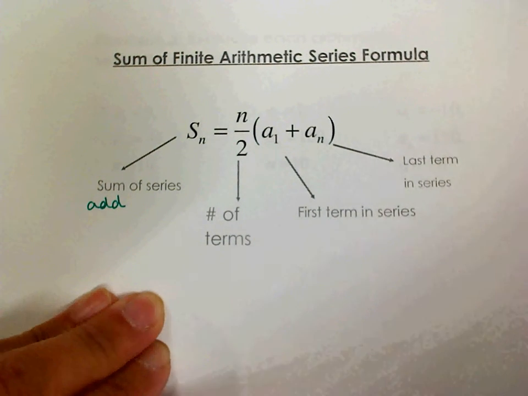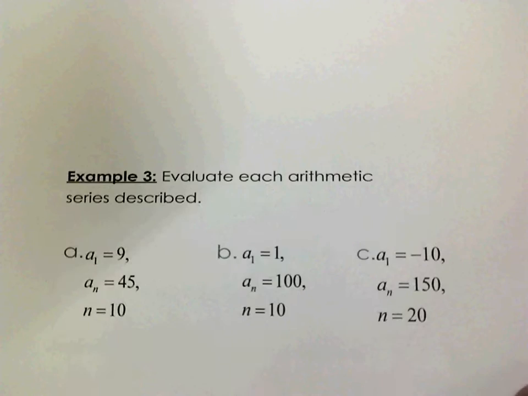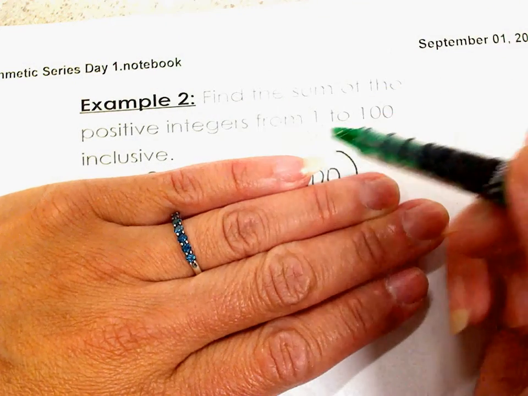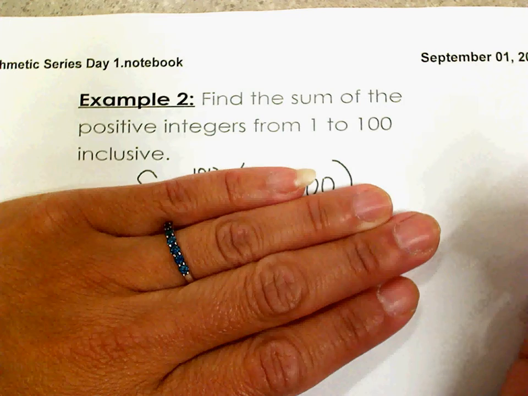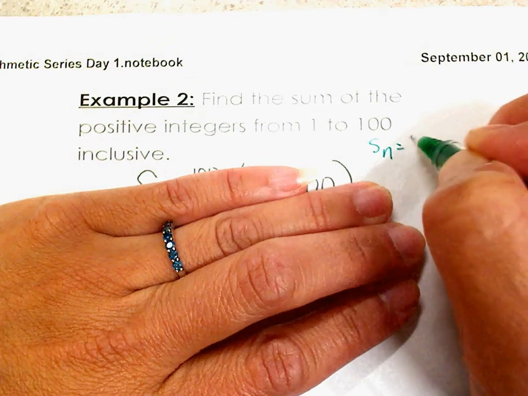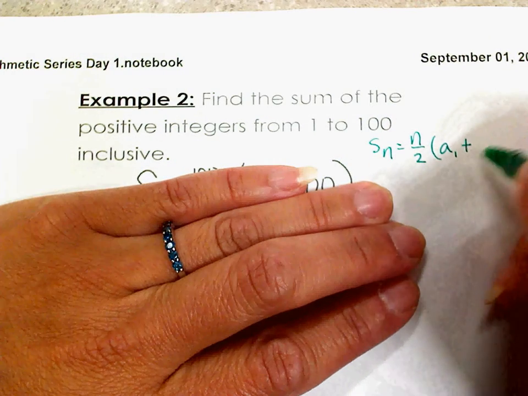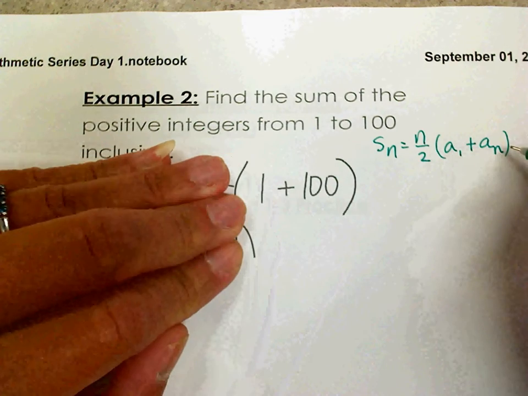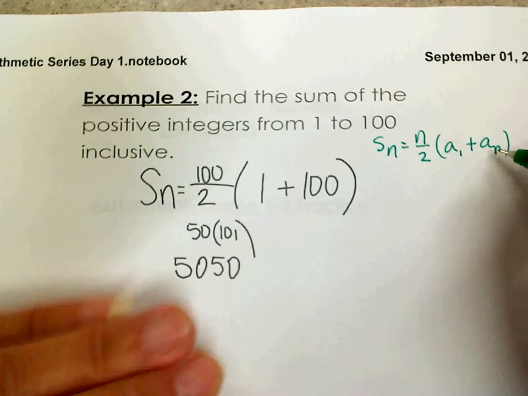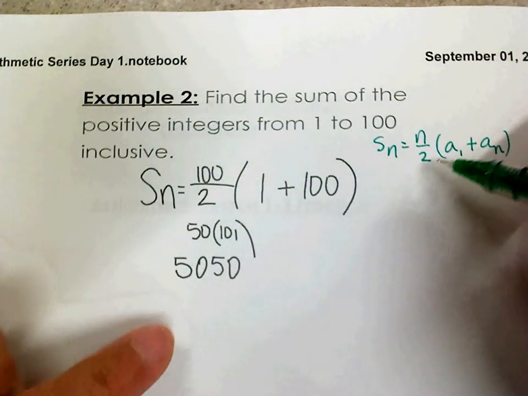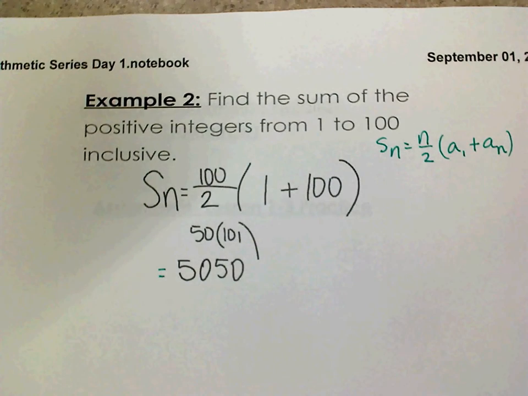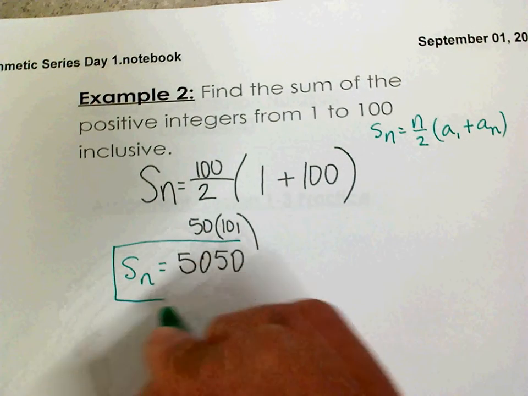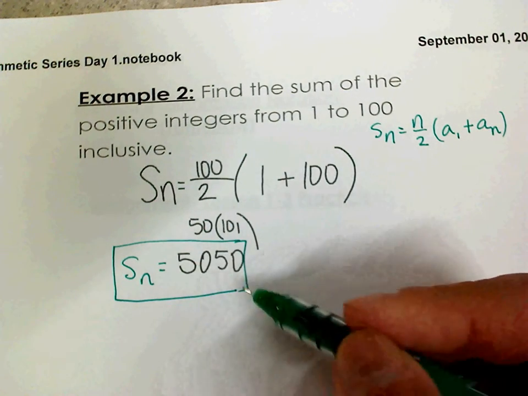All right. So for example, find the sum of the positive integers from 1 to 100 inclusive. So the formula is S sub n equals n divided by 2, first term plus your last term. I'm starting with 1, I'm ending in 100. See that number? How many terms are there? It's 100 divided by 2. And that's how Gauss got his solution. So S sub n equals 550. I'm so sorry, 5,050. Ooh, it's been a long day.